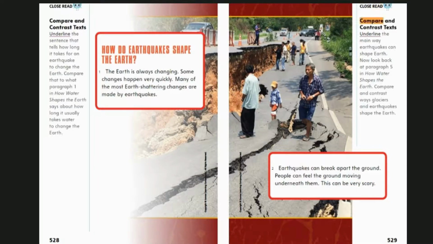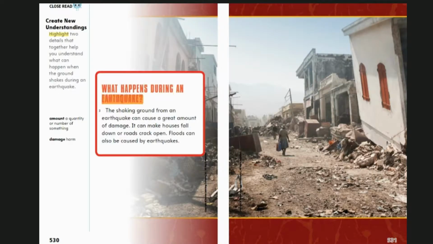Close read. Compare and contrast texts. Underline the main way earthquakes can shape Earth. Now look back at paragraph 5 in How Water Shapes the Earth. Compare and contrast ways glaciers and earthquakes shape the Earth. What happens during an earthquake? The shaking ground from an earthquake can cause a great amount of damage. It can make houses fall down or roads crack open. Floods can also be caused by earthquakes.